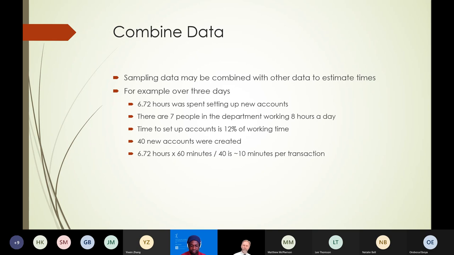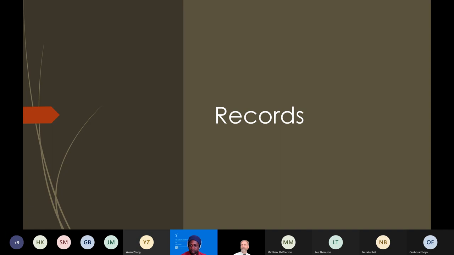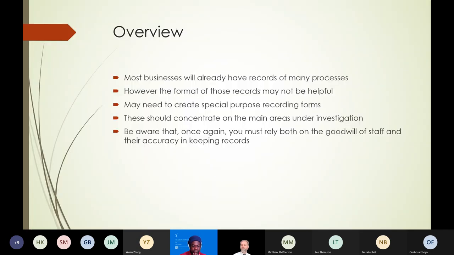Okay, so we have observed people, we have asked them questions. The other place we can go for quantitative data are the records that already exist, and all businesses will have records. Receipts, orders, invoices, delivery notes, whatever it happens to be. So we can use those existing records and take that data to try and better understand things. Now, it's not always great.